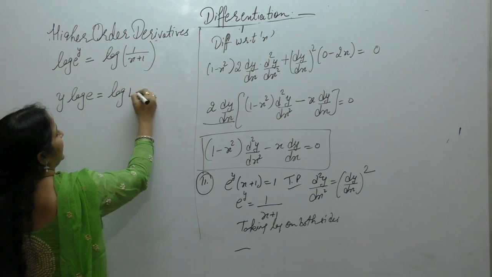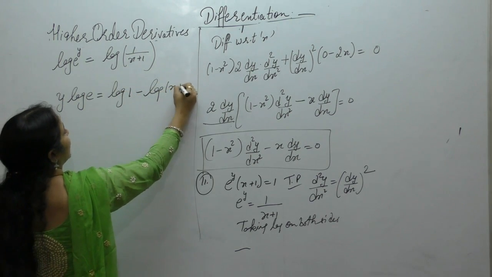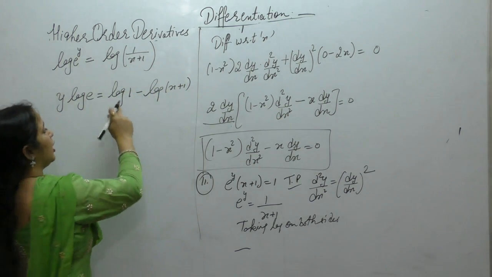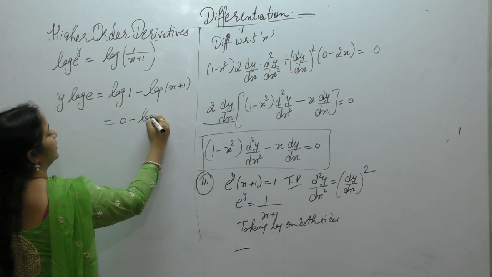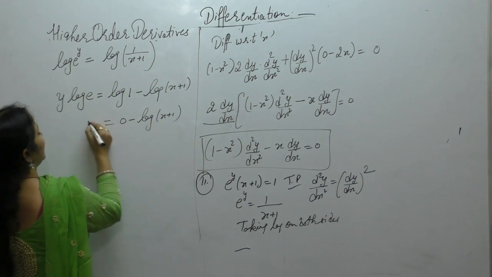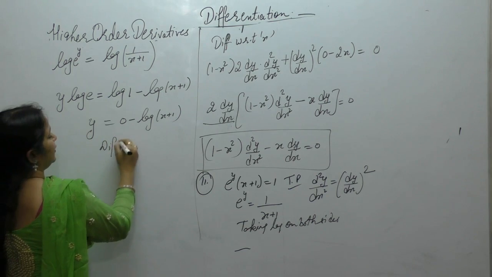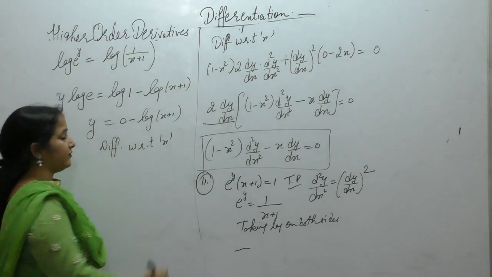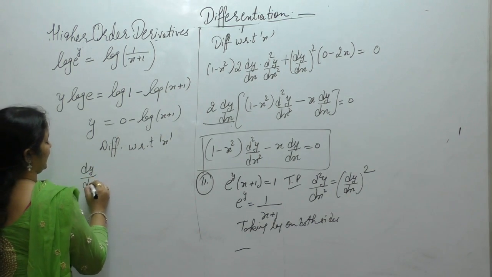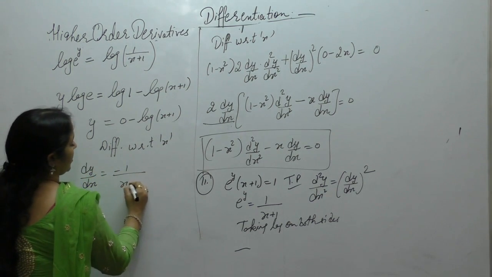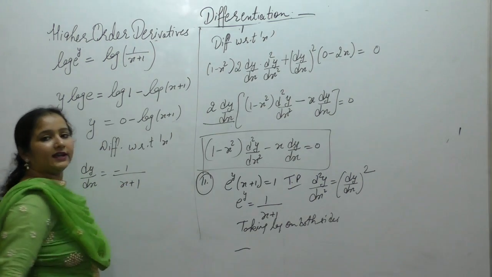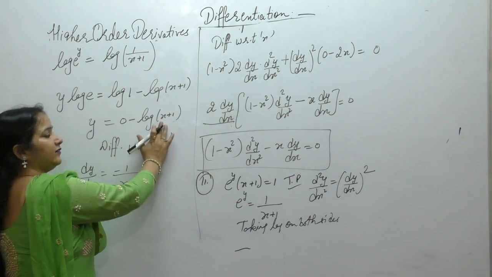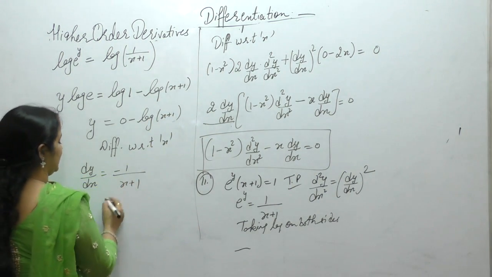Log of a upon b is log a minus log b. Log 1 has value 0. And log e has value 1. Now differentiate with respect to x. Derivative of y is dy upon dx. Derivative of log is 1 upon x plus 1. Derivative of x plus 1: derivative of x is 1 and of 1 is 0.